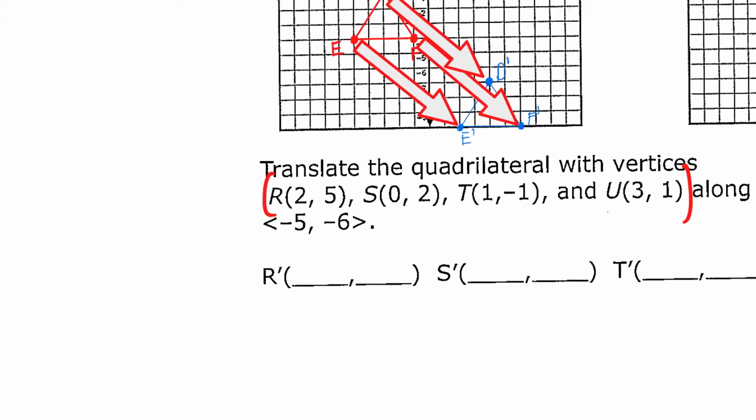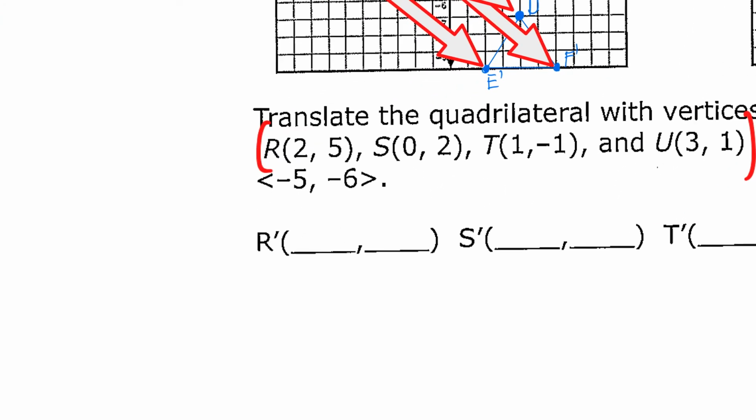Now, we've got a vector of negative 5, negative 6. What's that vector going to do? There you go. Left 5, down 6. The first number tells us our left-right movement. The second number tells us up-down. So since they're both negative, it's going to be left 5, down 6.